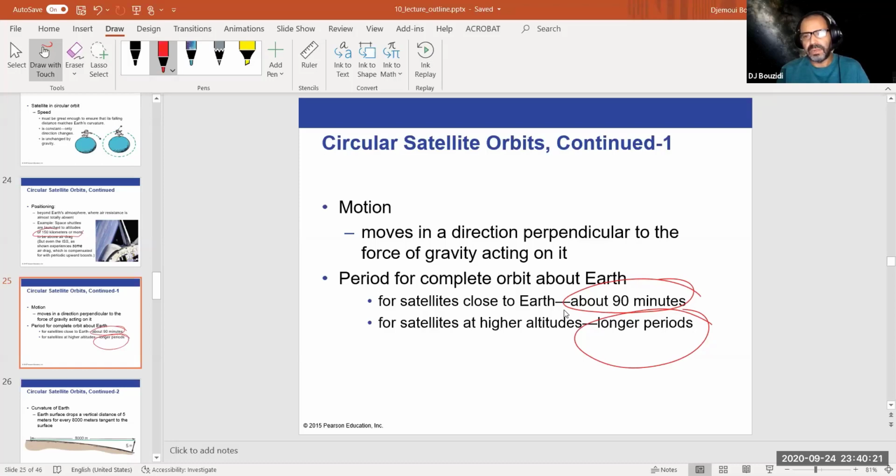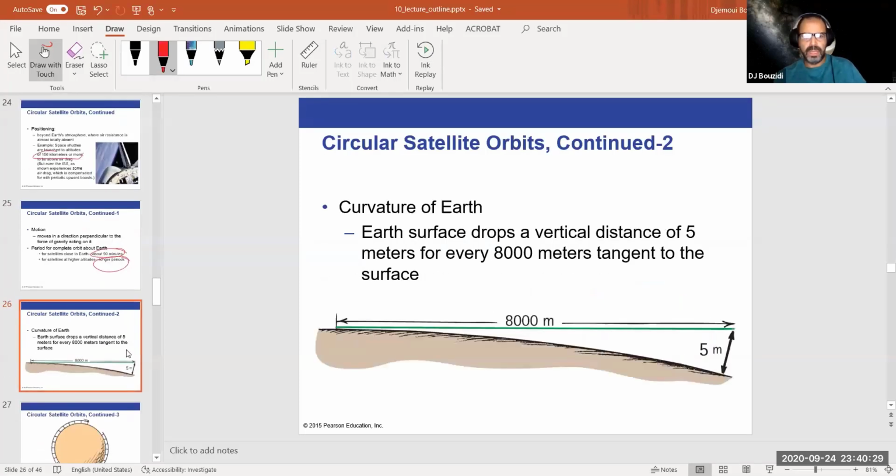And they are so precise that they actually have to be running not on classical mechanics, but on Mr. Einstein's mechanics. Again, this is basically the curvature of the Earth. It drops 5 meters for every 8,000 meters, 8 kilometers. That's about 5 miles. Okay.